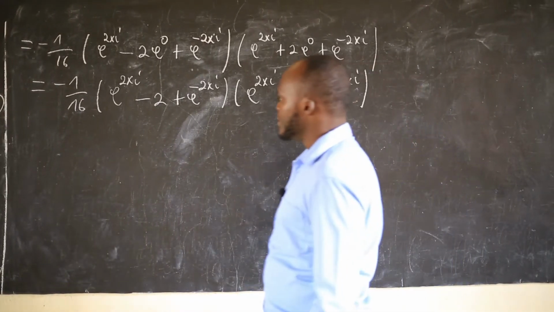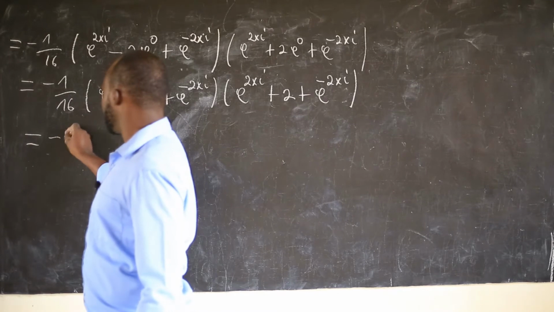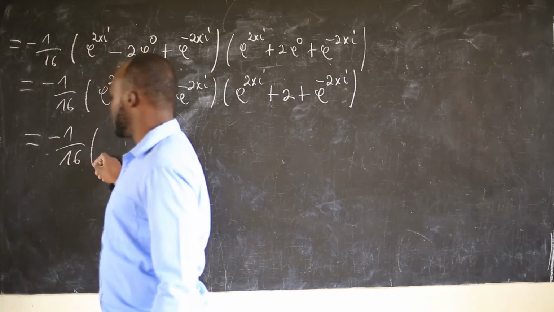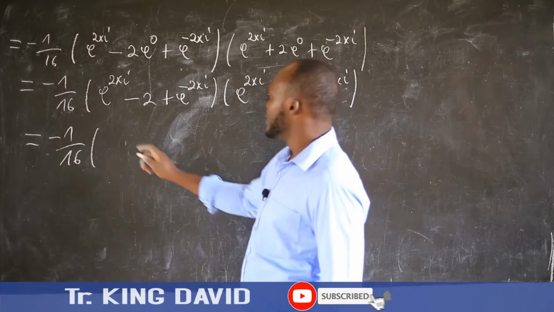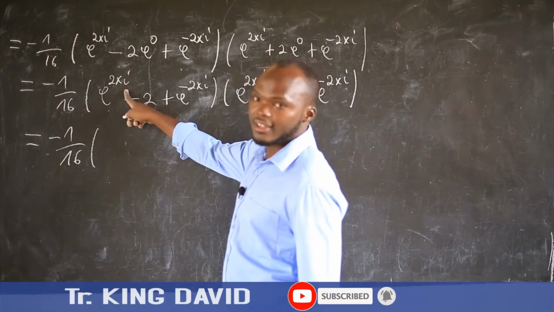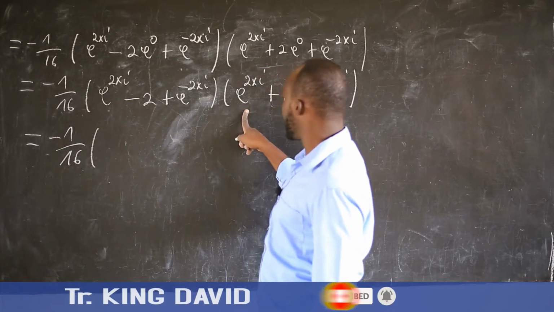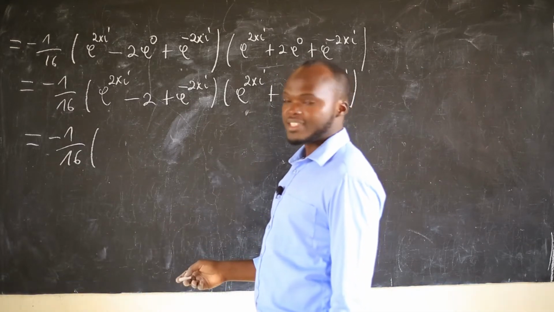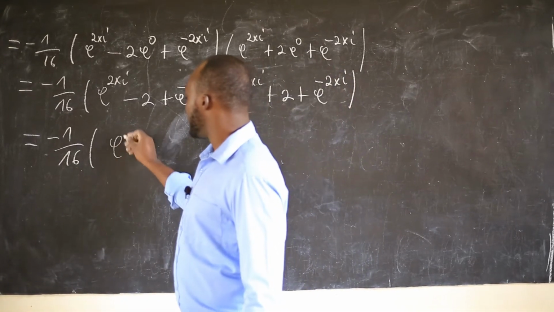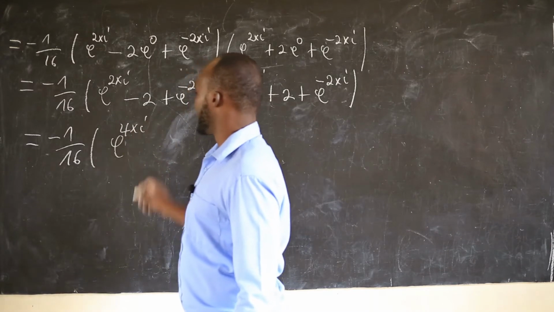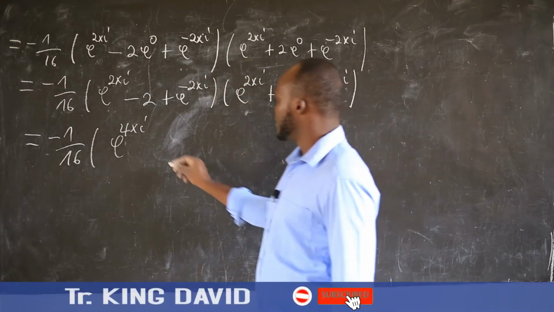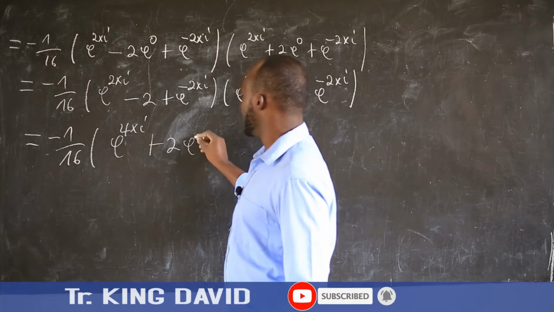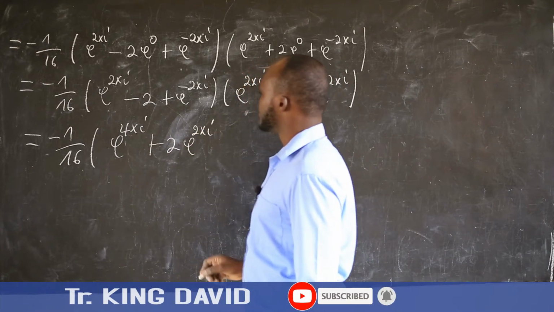So now, the answer is negative 1 over 16 into bracket. So then, we're going to expand. e power 2xi times e power 2xi. We add powers because they have the same base. It will be e power 4xi. e power 2xi times 2, that is 2 e power 2xi.